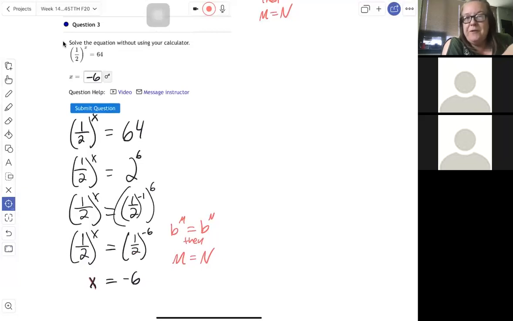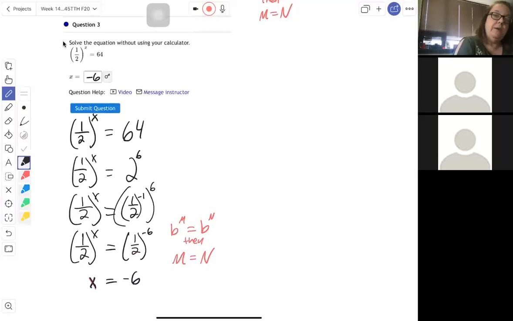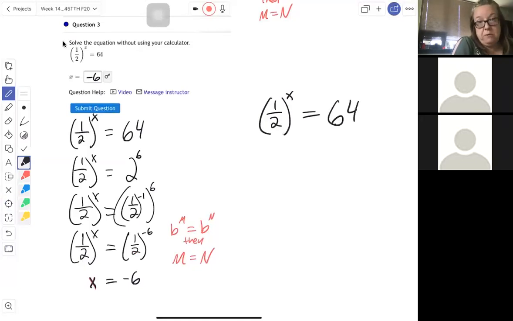To get 1/2, we would just need 2 to the -1, okay? And then to get to 64, we got to have 2 to the 6th. We've already figured that out. So we could do it by using 2 as our common base also. And you can decide for yourself which one of these you think is easier. In all honesty, the 2 is probably easier.